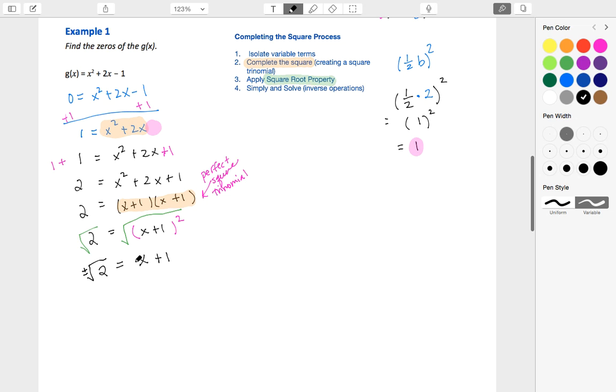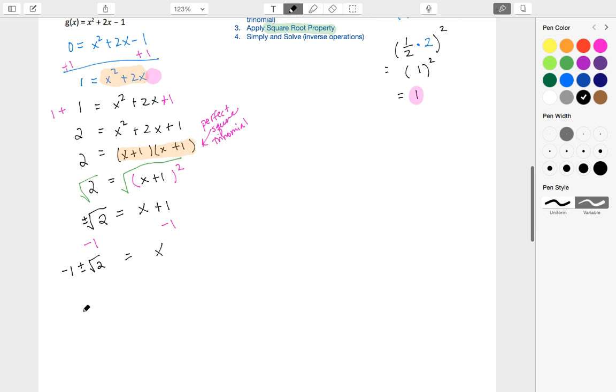Notice that our x term is not isolated, so we need to use our basic Algebra 1 skills and isolate the variable. So we can say that x is equal to -1 plus or minus the square root of 2. Another way to write this is x is equal to negative square root 2 minus 1, and x is equal to square root 2 minus 1.